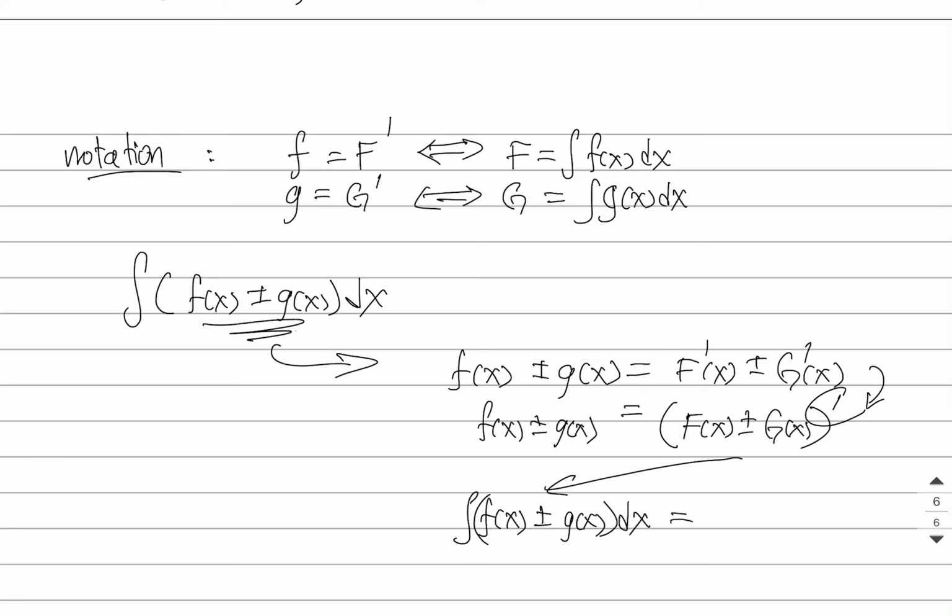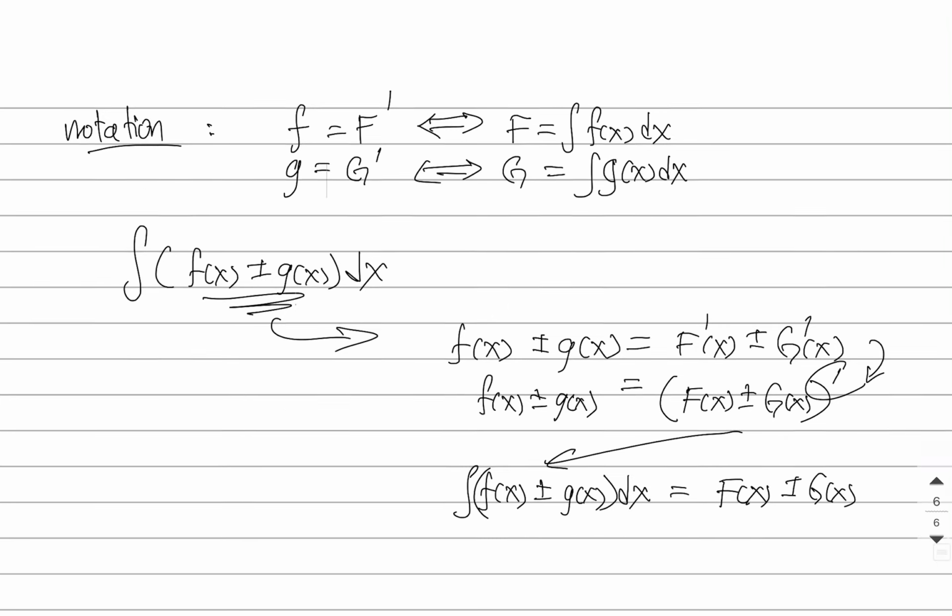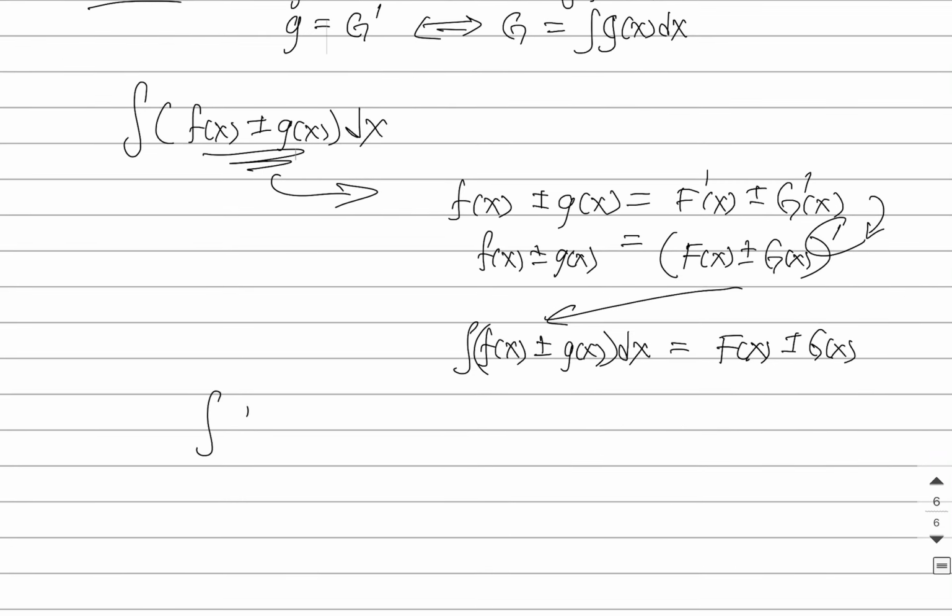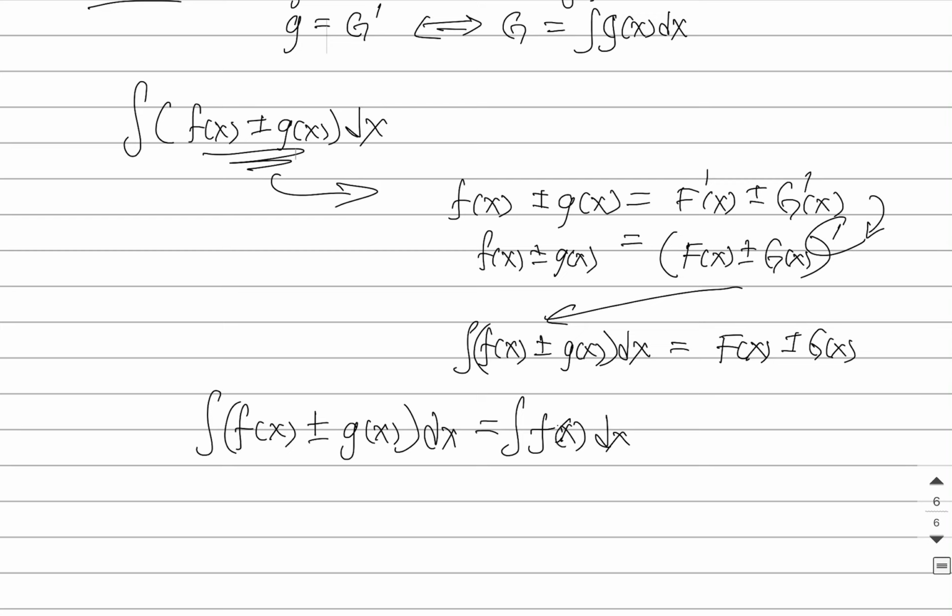This is f of x plus or minus g of x. And if we use the notation that we're looking for, you can see that exactly the result we expected pops out. That the antiderivative of a sum or a difference is the sum or difference of the antiderivatives. Very, very easy, very expected, and it's kind of reassuring that it does work out exactly that way that we're looking for.